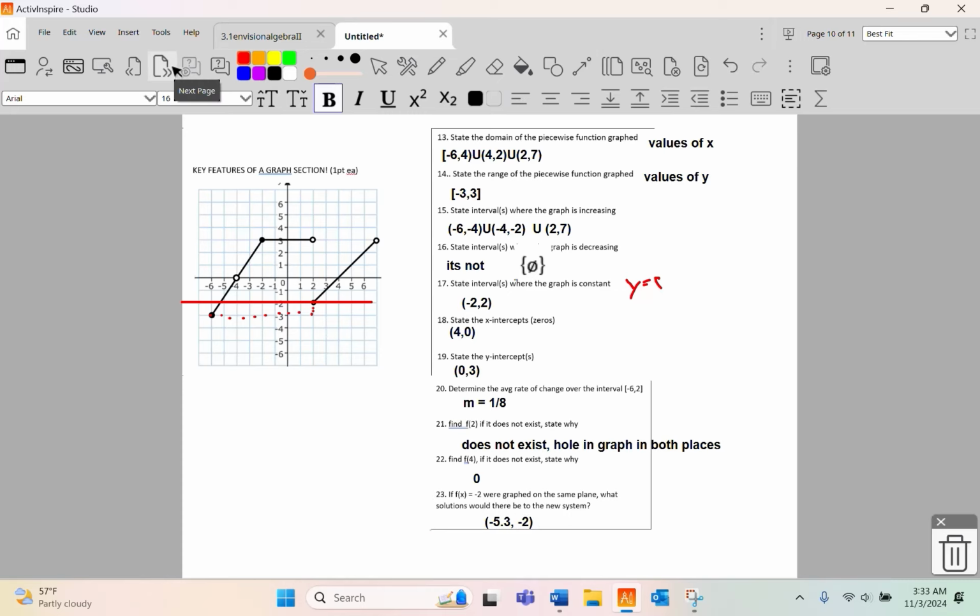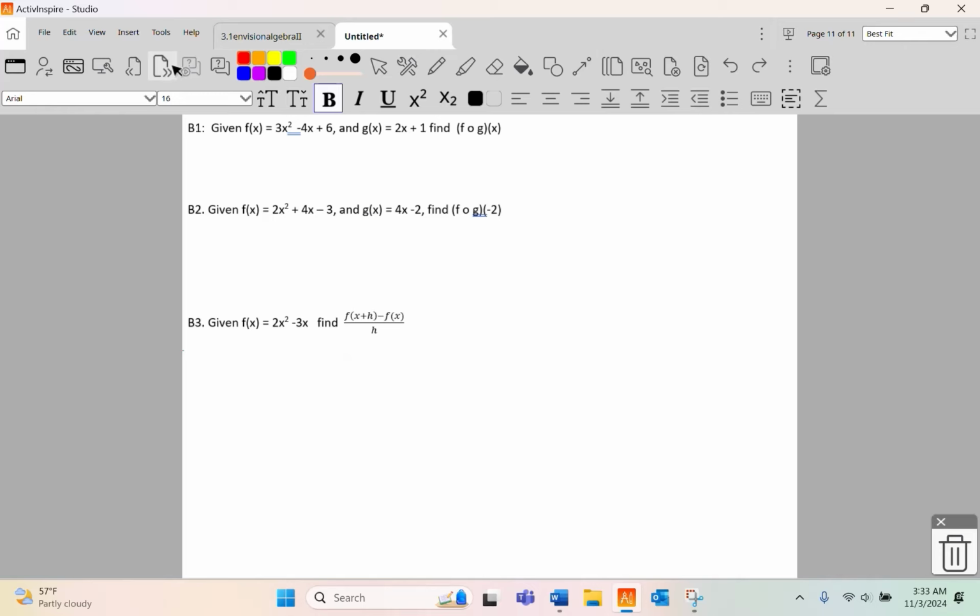And from here on out, it's bonuses. So given f of x is 3x squared minus 4x plus 6 and g of x is 2x plus 1, find f of g of x. What weird notation is that? This is f of g of x. That notation you should be familiar with from Algebra 1. I know it's taught. And that means let every x in f be g of x, which is 2x plus 1.